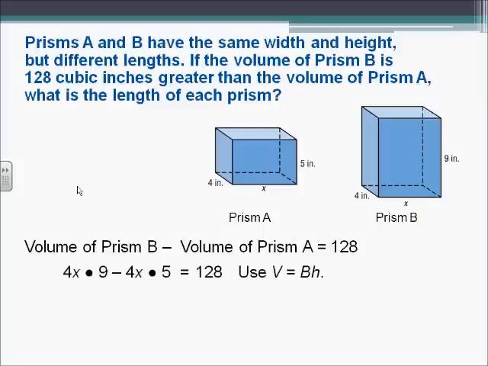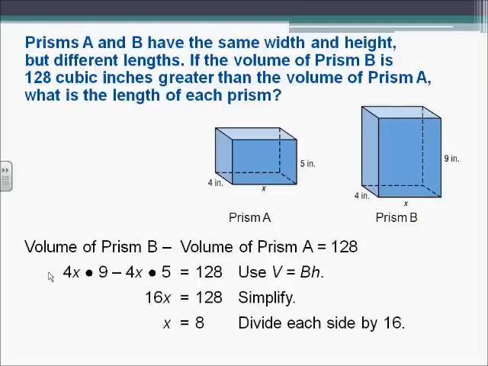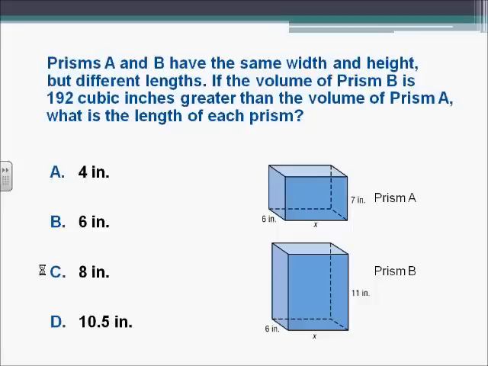So then we plug those in. B is going to be 4x times 9. A is going to be 4x times 5. We subtract those, we know that has to equal 128. So we're going to get 36x minus 20x is equal to 128. So 16x is going to equal 128. We divide both sides by 16, and x is going to equal 8. So we know the length of each side is going to be 8.